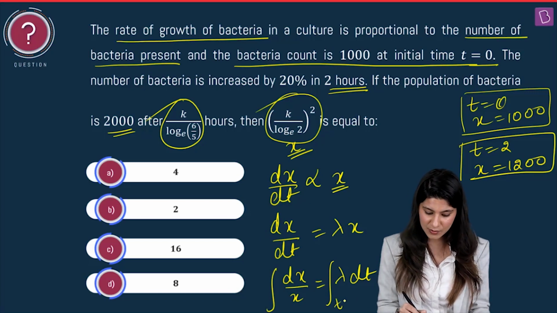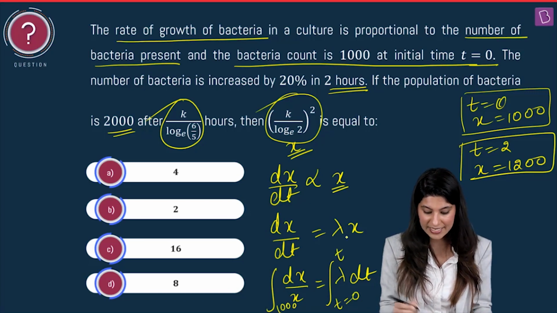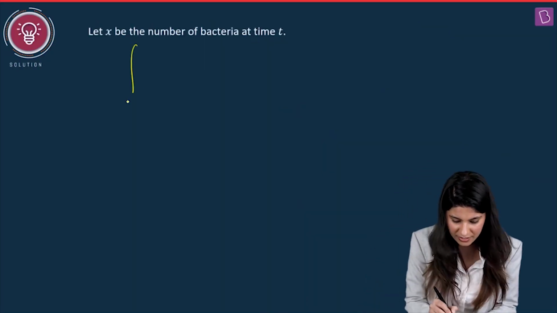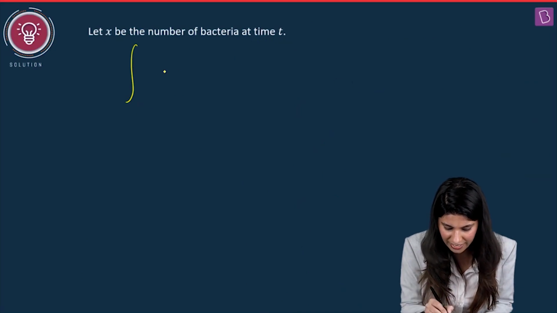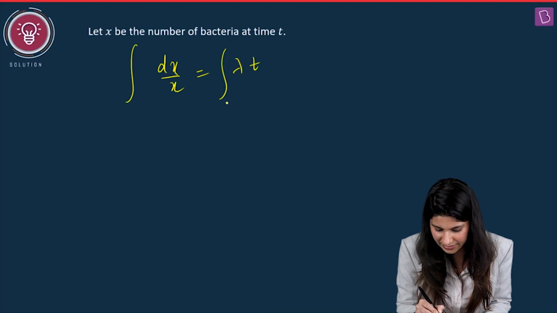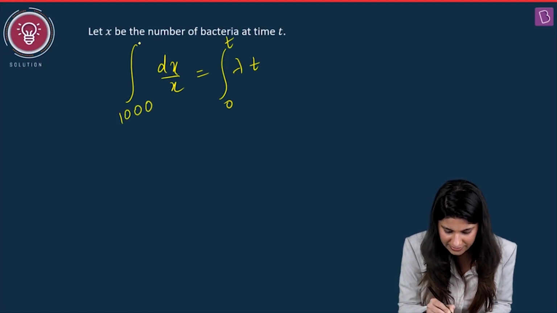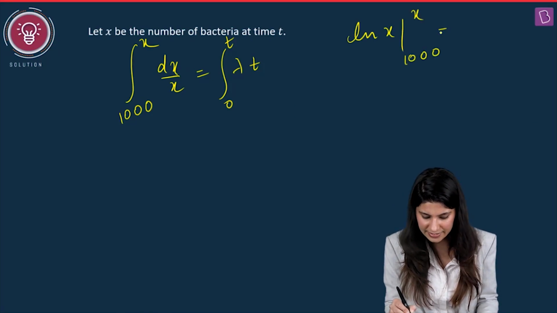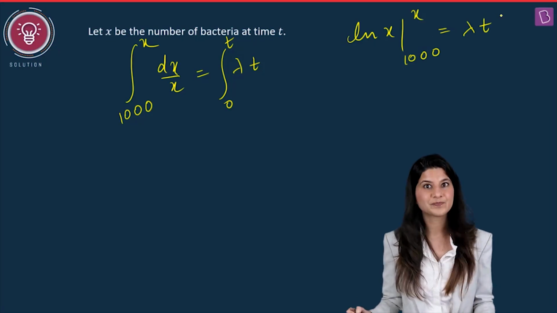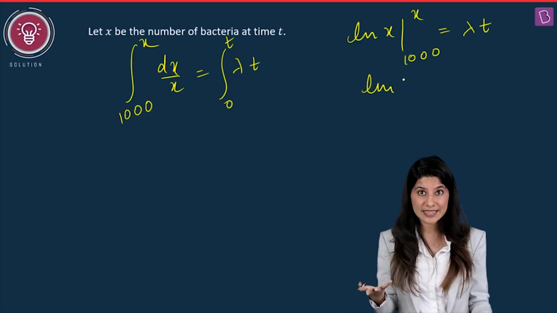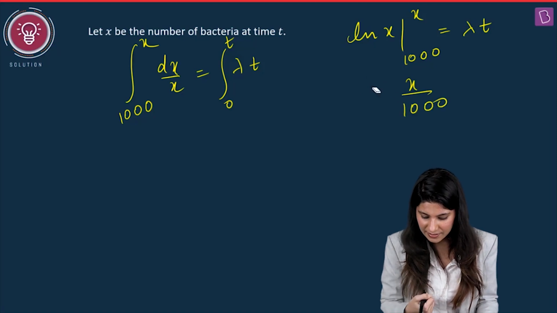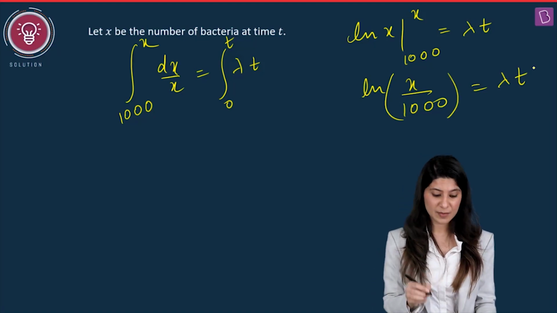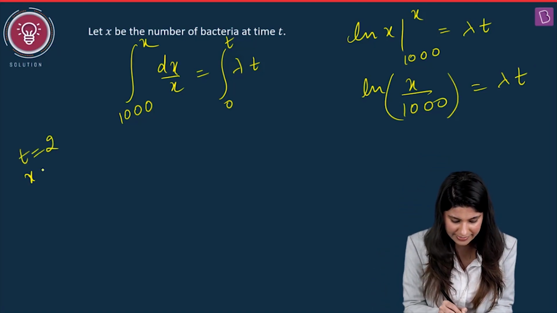Lower limit at t equals 0, 1000 is the count. And at some time t, x is the count. So now I have the integral of dx by x equals lambda times the integral of dt, with limits 0 to t and 1000 to x. Let's integrate on both the sides. ln x from 1000 to x equals lambda times t. So this is ln x minus ln 1000, which is ln x by 1000, equals lambda t. Now one more piece of information I know is that at t equals 2, x equals 1200.